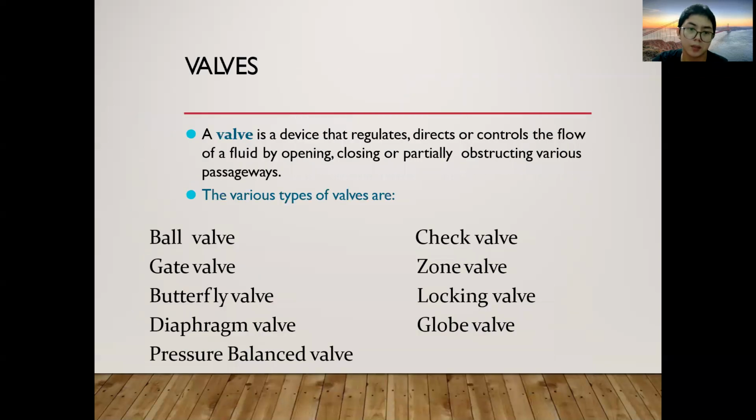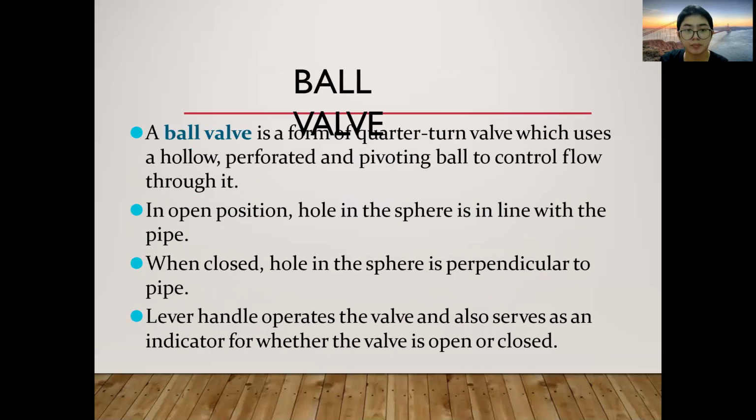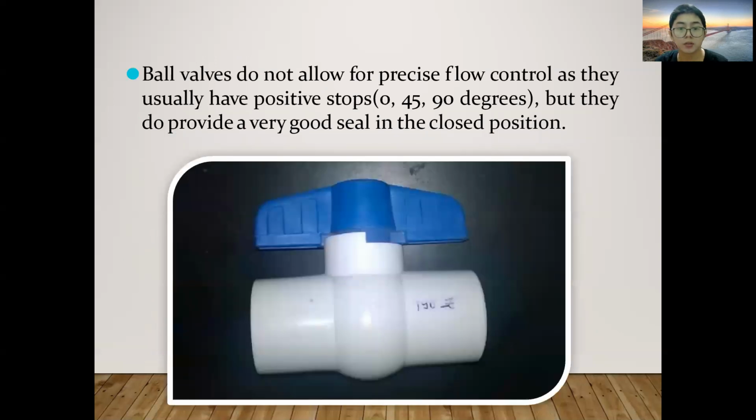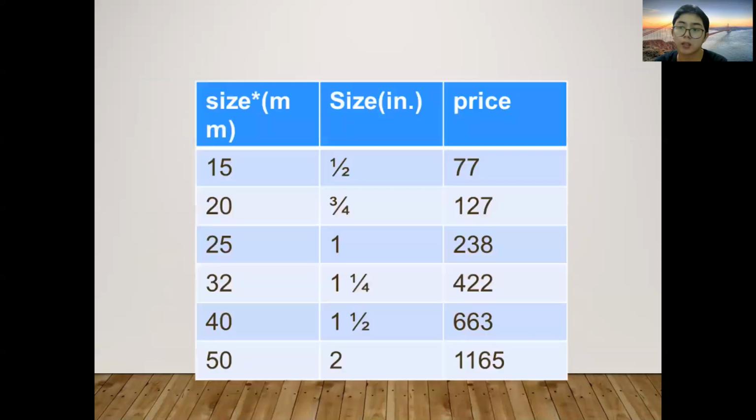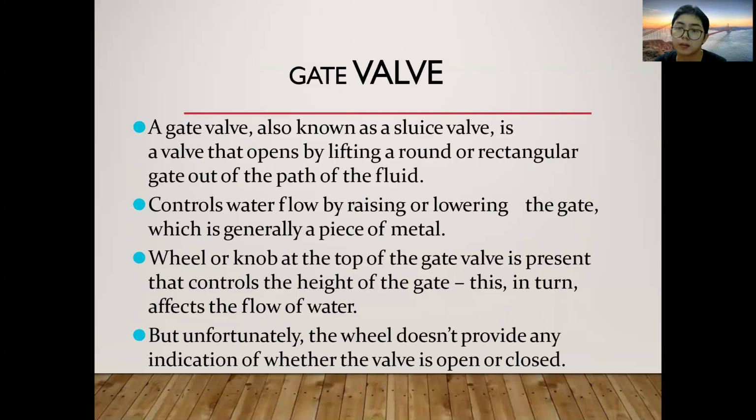Yeah. So next is valve. A valve is a device that regulates, directs, or controls the flow of fluid by opening, closing, or partially obstructing various passageways. So these are the various types of valve, different kinds. A ball valve is a form of water shut-off valve which uses a hollow ball to control flow. The lever handle operates the valve and serves as an indicator. So this is an example picture of a valve and also the table for the prices and size.